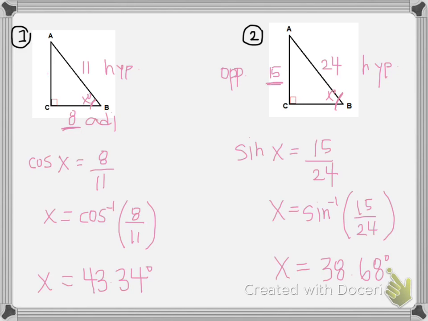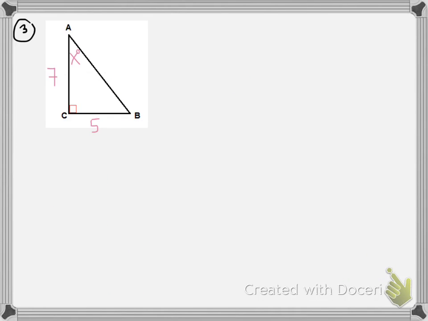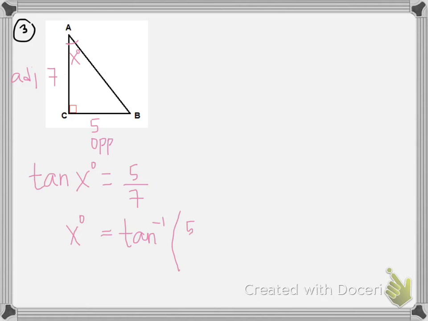All right, let's do one more here. So here I have my angle A. It's unknown, but I know the ratio. I know a side that's opposite, and I know the side that's adjacent. So opposite over adjacent is tangent. So I can say tangent of x is going to be equal to your opposite over your adjacent side. So to find the angle, you'll say the inverse tangent of 5 divided by 7.